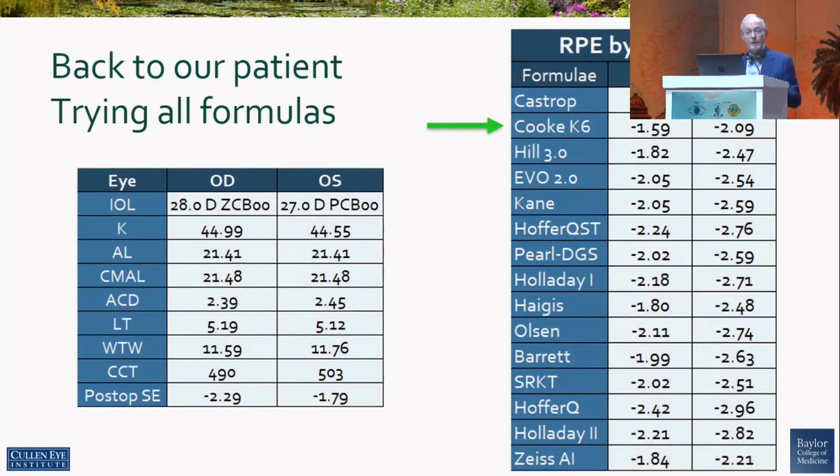So let's go back to my patient. Did any of these formulas work well in my patient? And the answer is no, they were all off, including the Zeiss AI. Actually, the Koch formula was the most accurate there.